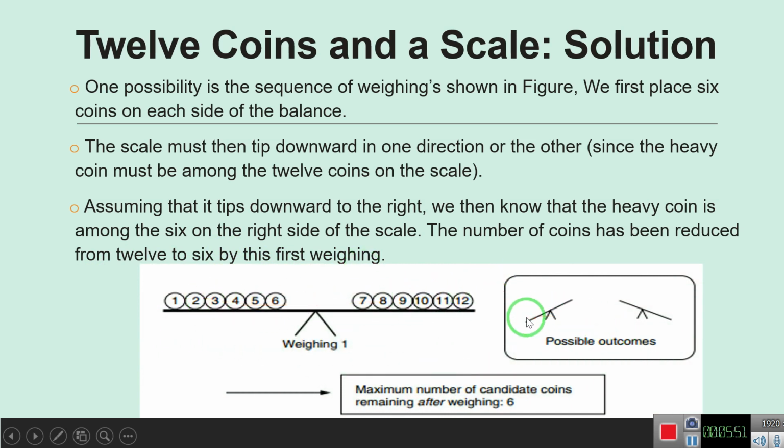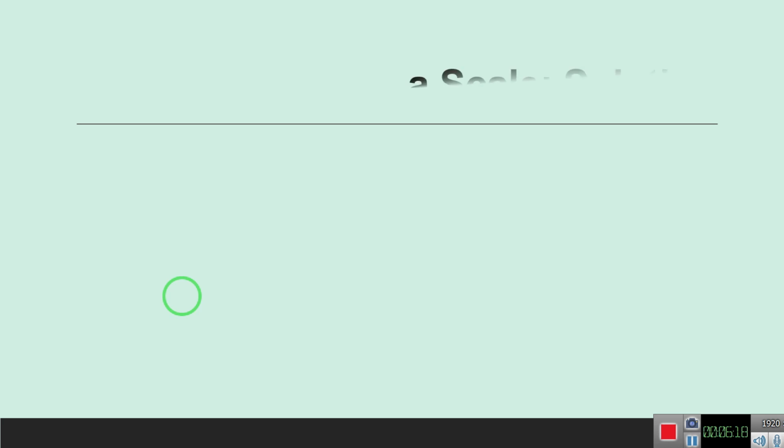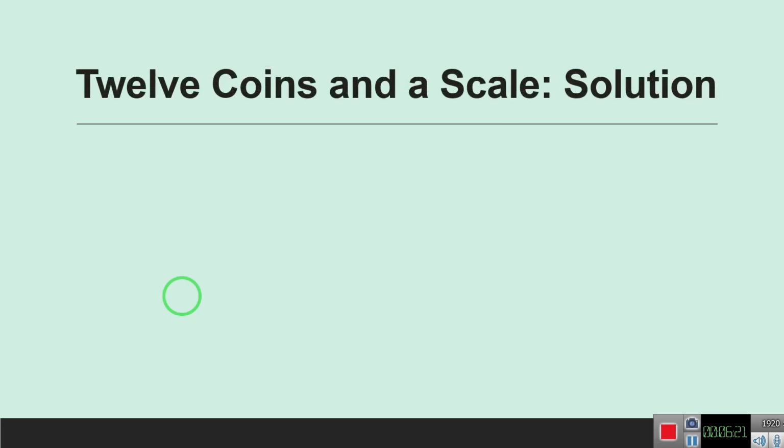Then it can result in tipping down to the left side or tipping down on the right side. If it is tipping down on the right side, then the coin is among the right side 6 coins, from 7 to 12. If it is tipping down on the left side, the coin is among the coins 1 to 6 on the left side, right? So we can eliminate the other 6 coins, remove them, and consider only the side that tips down.